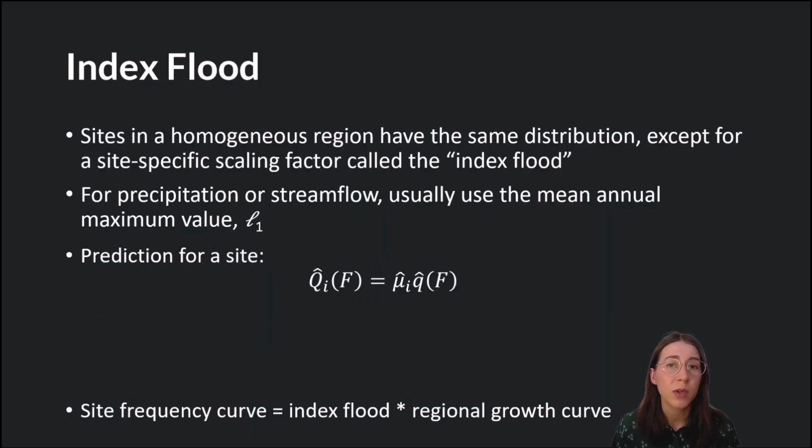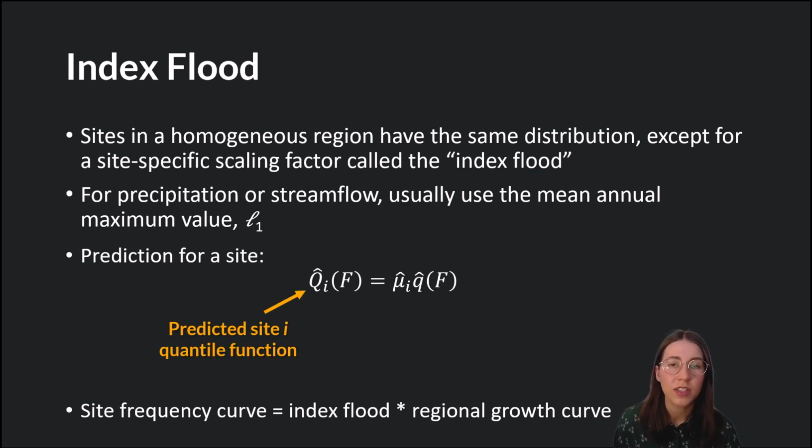So the first method we're going to talk about is the index flood. This is a very common method of regionalization. The idea behind index flood is that sites in a homogeneous region have the same distribution, except for a site-specific scaling factor, which we call the index flood. For hydrologic parameters such as precipitation or stream flow, we usually use the mean annual maximum value, or L1 or L mean, as our index flood value.